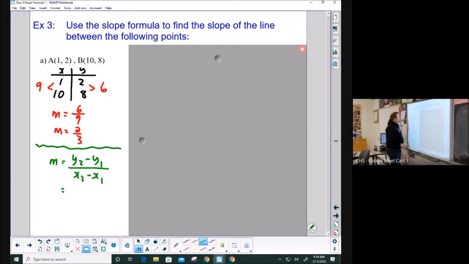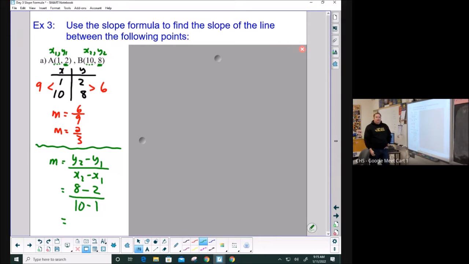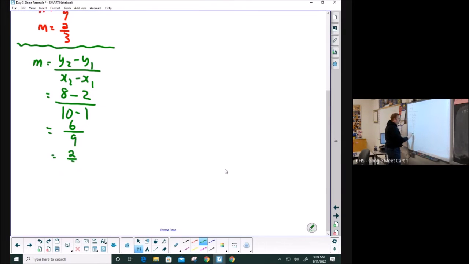So these x2s and y2s come straight from the top. In this case, this is x1, y1, and this is x2, y2. So if we're going to do y2, the top is 8 minus y1, which is 2. And then x2 is 10, x1 is 1. We do our subtraction: 8 minus 2 is 6, 10 minus 1 is 9. That, of course, reduces to 2 over 3.